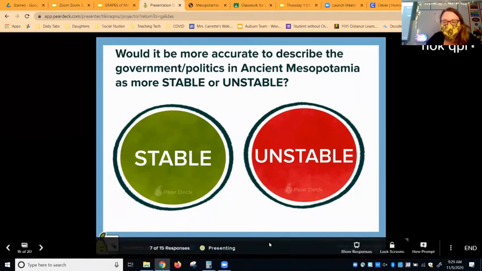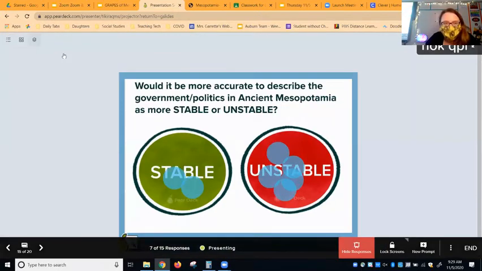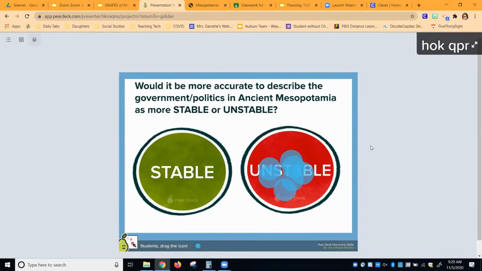Okay, so let's see what you guys had to say. Get out of my way, Zoom bar. Okay. All right, we had a few people cheating, okay? Here's the thing, so unstable is the correct answer.